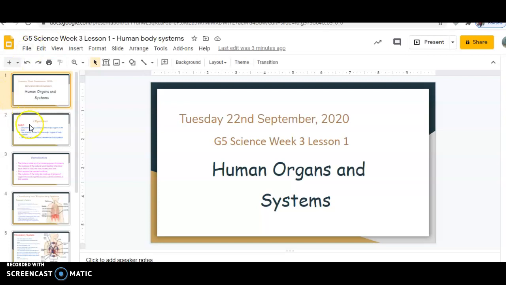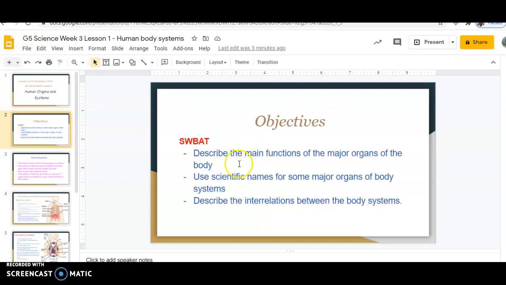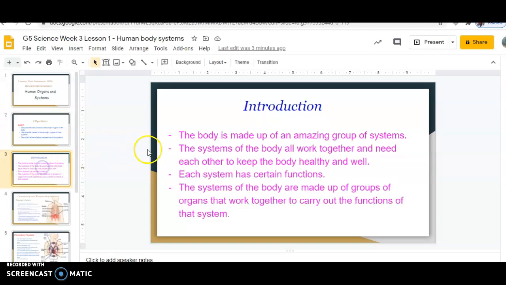This week, in this lesson, we are going to look at the objectives. The objectives are: we are going to describe the main functions of the major organs of the body, use scientific names for some major organs of the body systems, and largely describe the interrelations between the body organs. Now, the body is made up of an amazing group of systems.